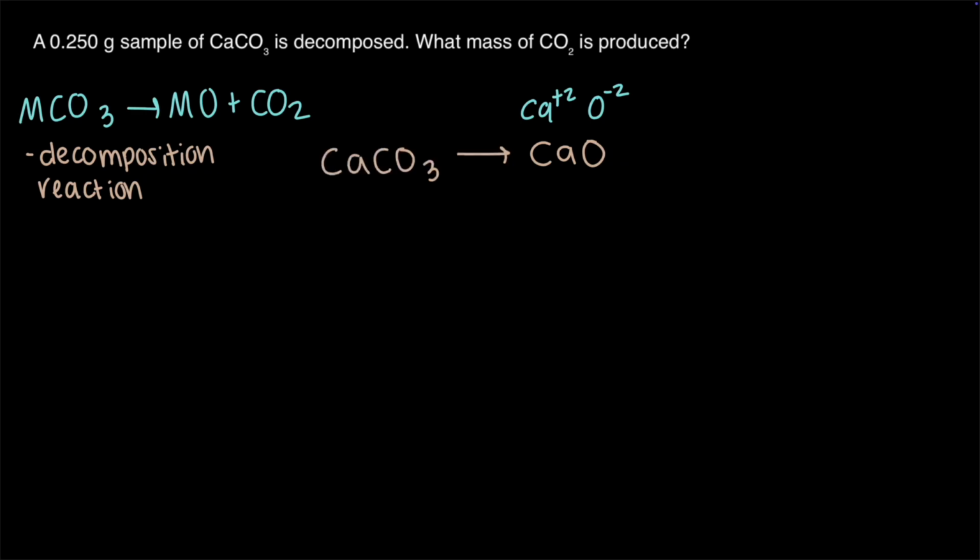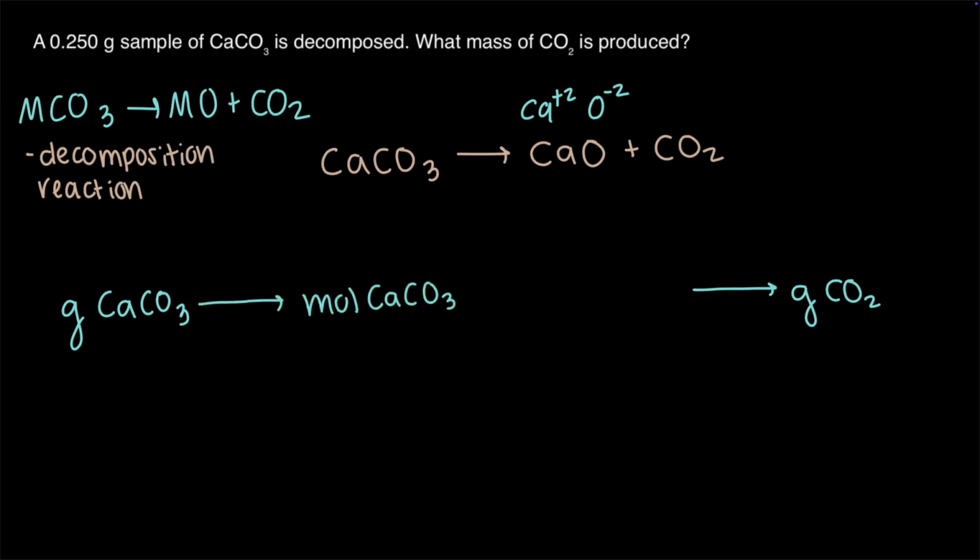The reaction will be CaCO₃ produces CaO and CO₂. The equation is balanced, so we can now set up our unit map. We are given grams of CaCO₃ and need to convert to grams of CO₂. We have to convert to a new compound, so we need moles of CaCO₃ to be able to use the mole ratio from the equation to convert to moles of CO₂. Afterwards, we can convert to grams of CO₂.